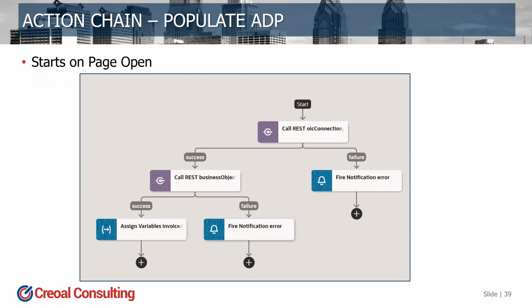Since it's gathering data and populating the page, it's best to have that happen automatically as soon as you open the page. So the first thing that's happening in this action chain is the call to the OIC integration that runs the BIP report and inserts the AP invoice data into the business object. So that happens first, and then once that's complete, we will use a REST connection to get the data from that business object and then assign it to the invoice ADP so that the table can display it.